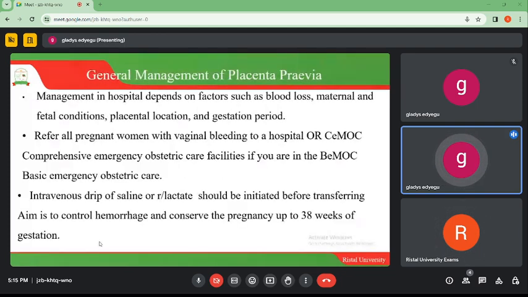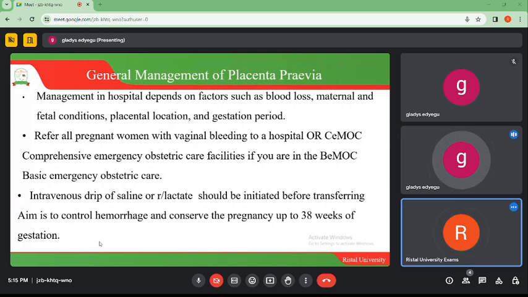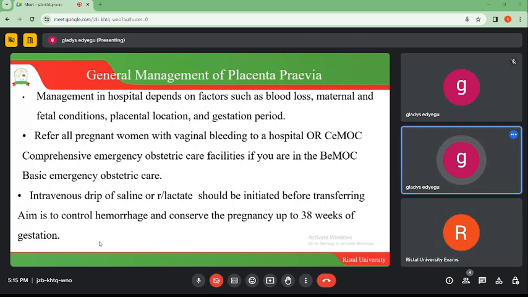So we want to look at the management. How do we manage this? So management depends on factors such as blood loss, fetal conditions, placental location, and the patient. So the blood loss depends on how much this mother has lost. How is the mother herself? And how is the baby? Is the baby distressed? Because by losing a lot of blood from the mother, even the baby's condition, we very well know, will be affected.